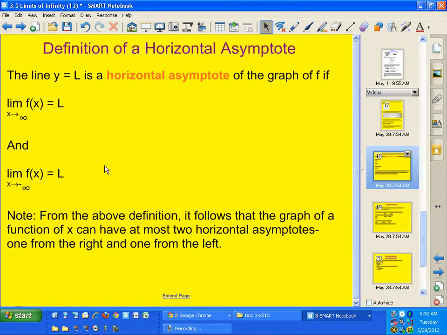Basically, the line L is our horizontal asymptote that we're approaching as we take a limit to infinity. That's really all we're talking about. You can have at most 2 horizontal asymptotes when you're dealing with a graph. You can have an unlimited amount of vertical asymptotes, but horizontal you can have at most 2. When we approach from negative infinity or positive infinity, you could have one where it approaches L and another one where it approaches K.